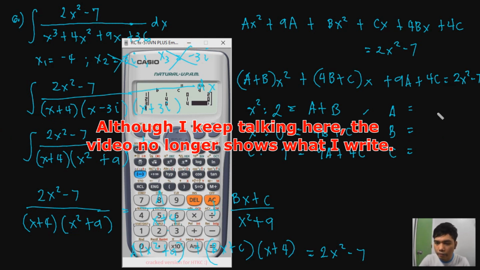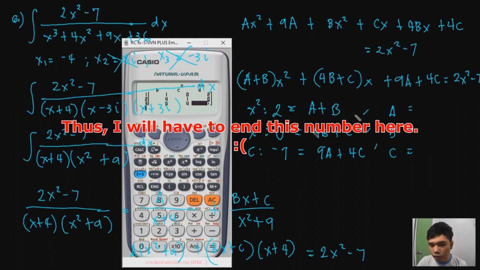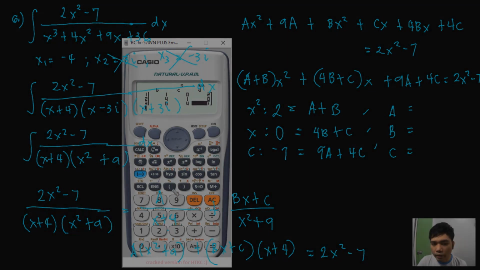And then, we have here negative 4. Okay? So, that's it. It's that simple. And then, we go back to our partial fraction decomposition. So, with this, we have A that is equal to 1.